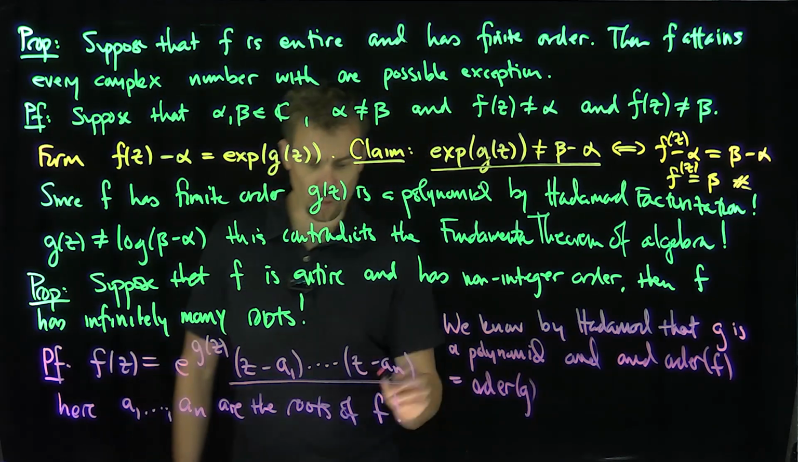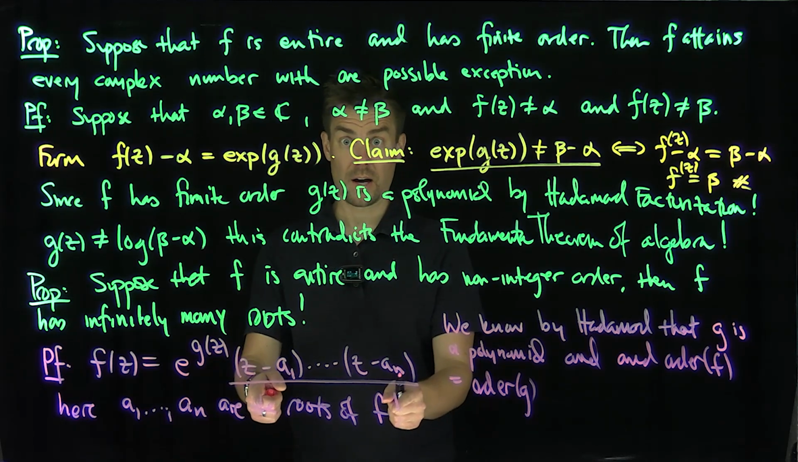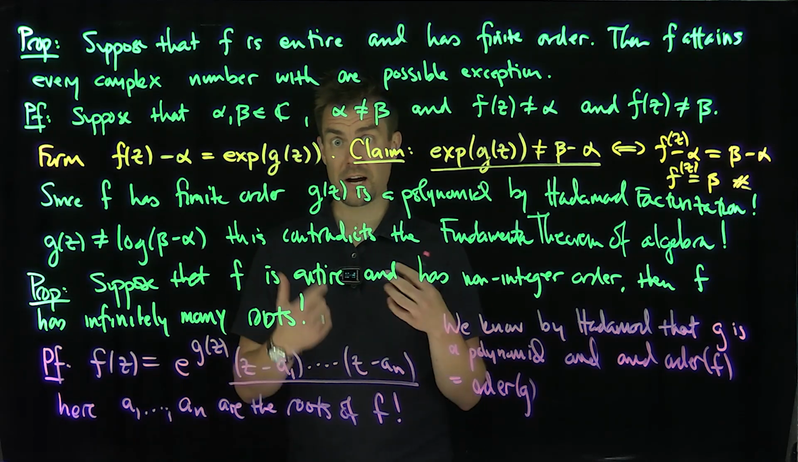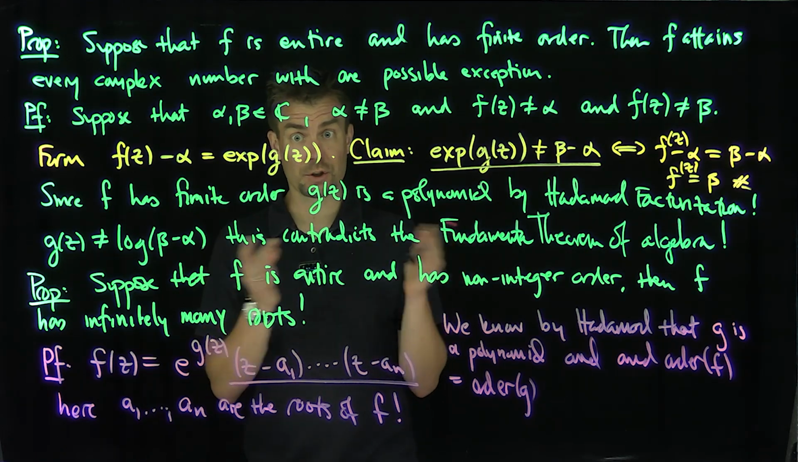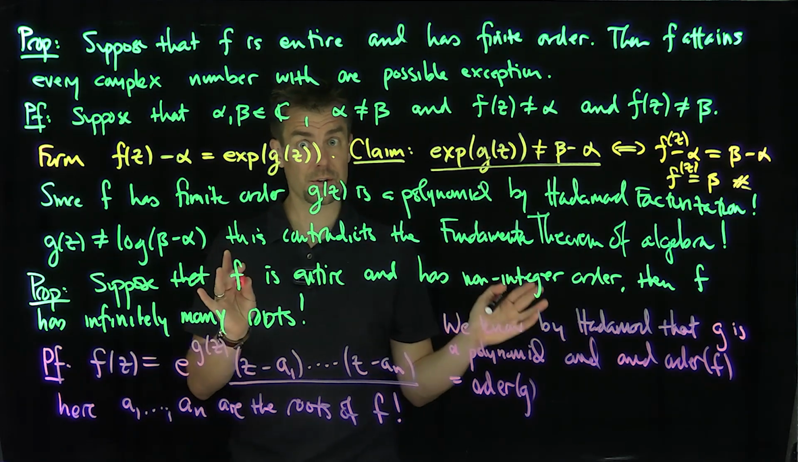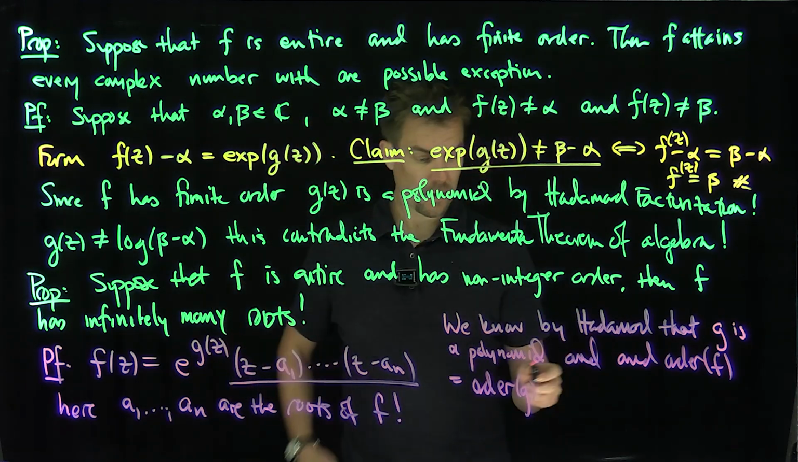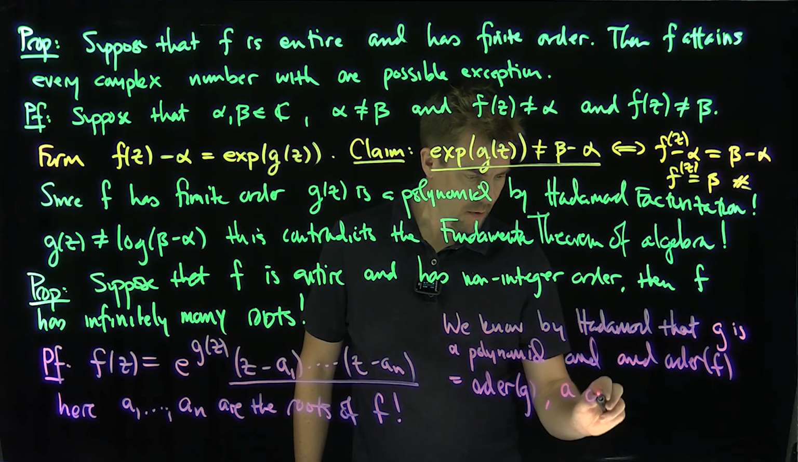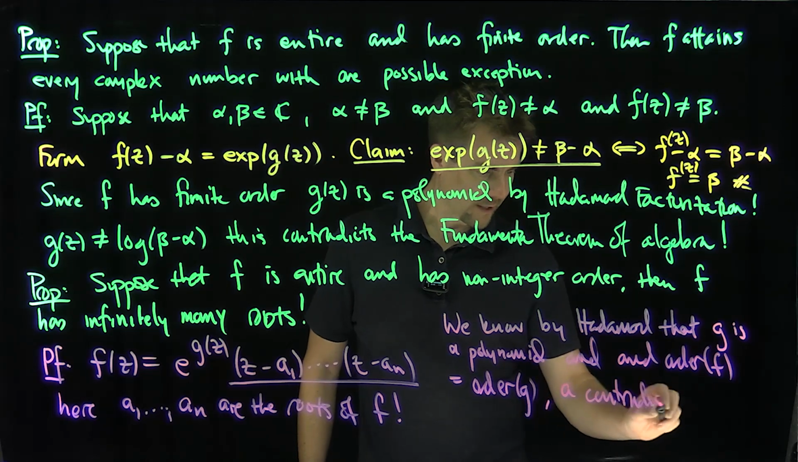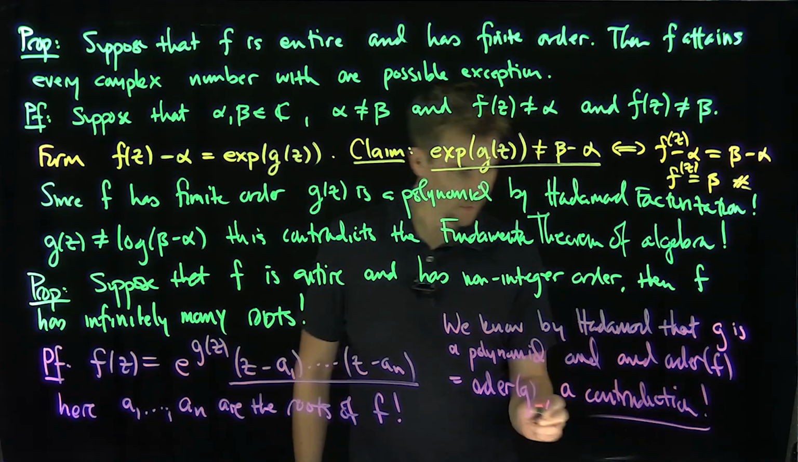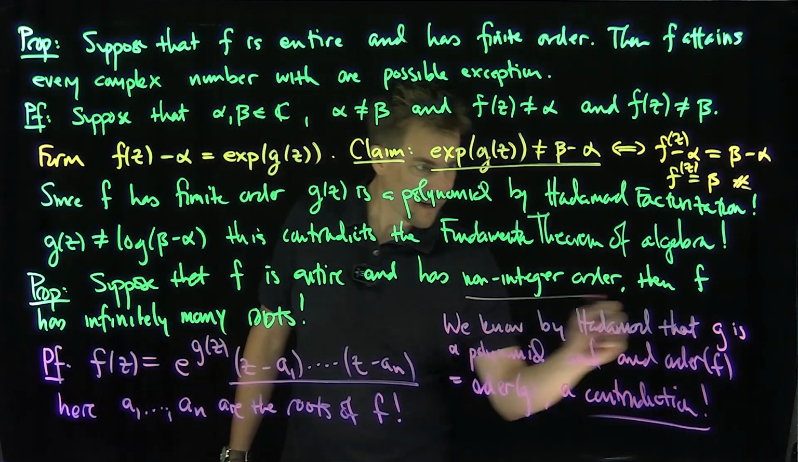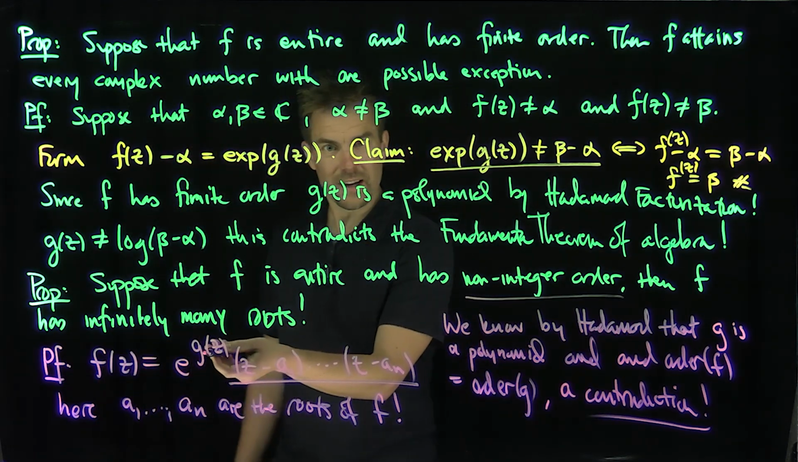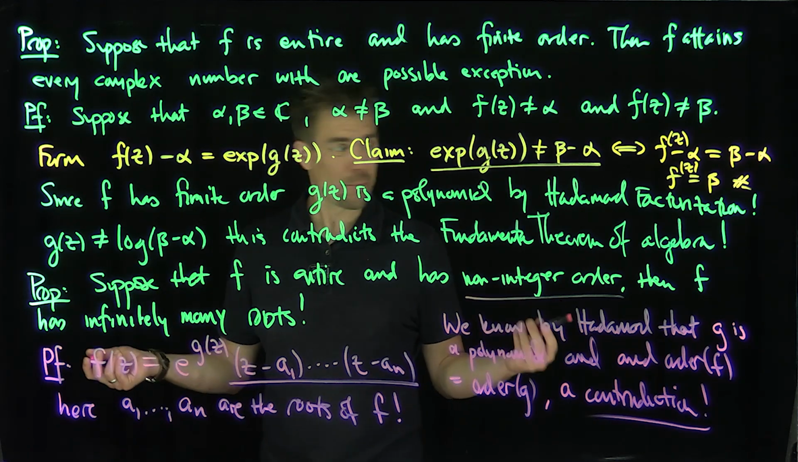Because the product of terms z minus a_i is a polynomial, and polynomials cannot give you anything else in terms of order. They're just bounded by the exponential, so they can't increase the order at all. But that's a contradiction. Why so? Because the order of f was assumed to be non-integer, but it's the same as the order of g, and the order of g is an integer because it's a polynomial by Hadamard.